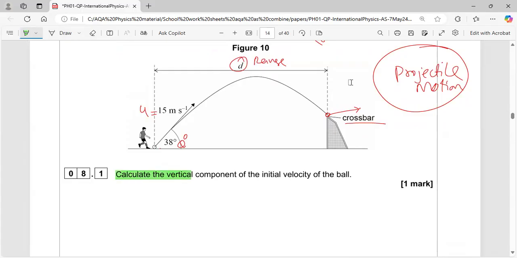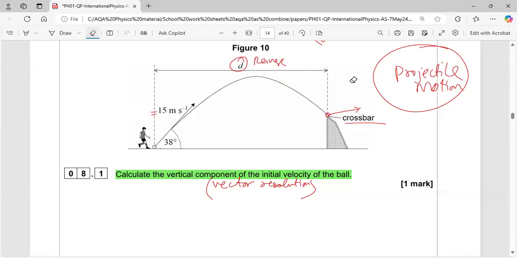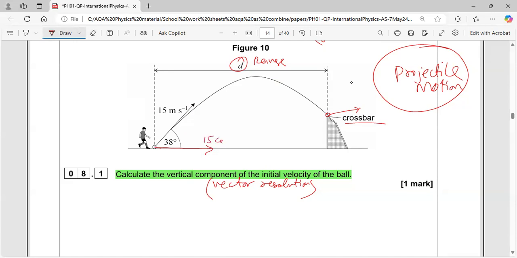So the first part is to calculate the vertical component of the initial velocity. So this is from vector resolution. You can resolve the vector over there, right, on the diagram. So we can say that adjacent to that angle is cos. So this is 15 cos 38. And then the other component is here, which is 15 sin 38. So this is the initial vertical and this is the initial horizontal.